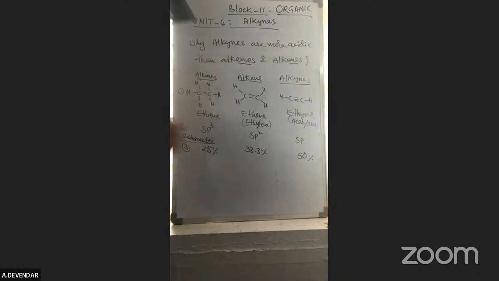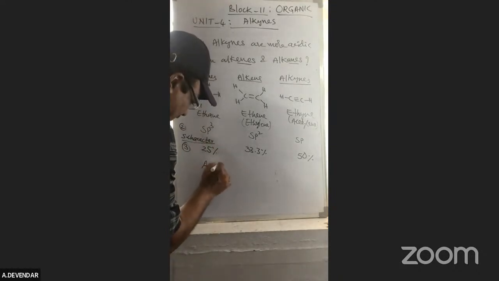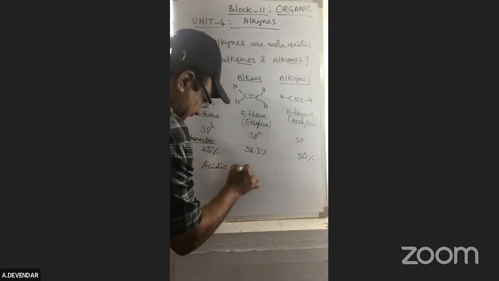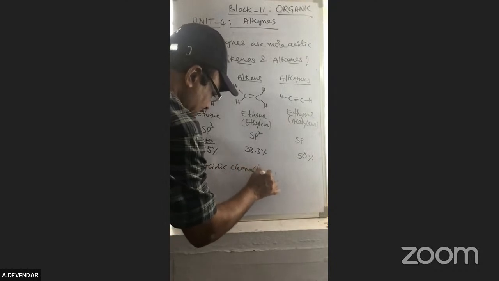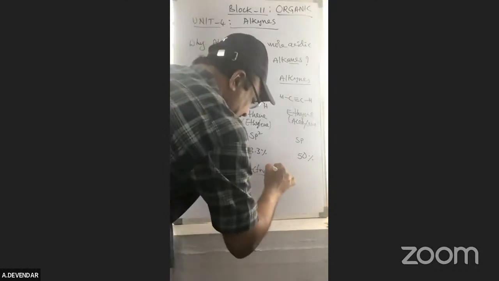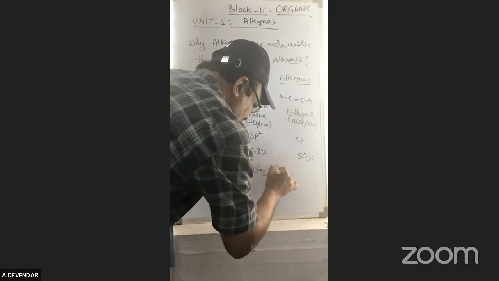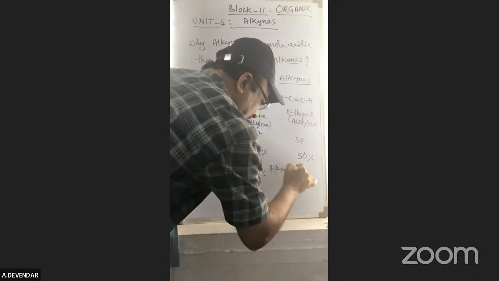So if you are asked anywhere in a multiple choice question about acidic character among the hydrocarbons, alkynes are more acidic than alkenes. That is what you are to write.